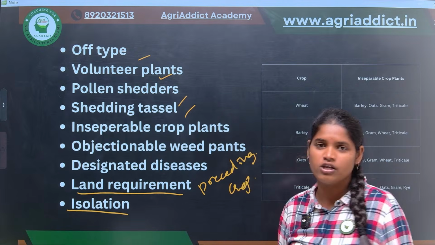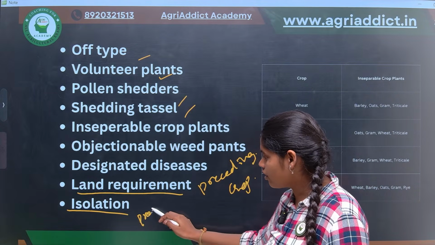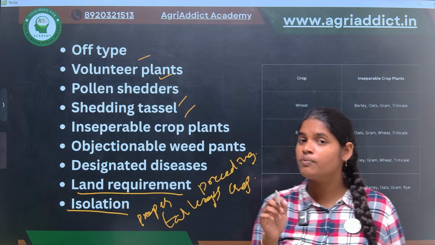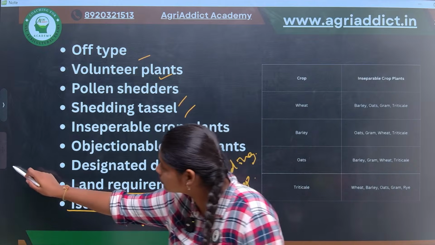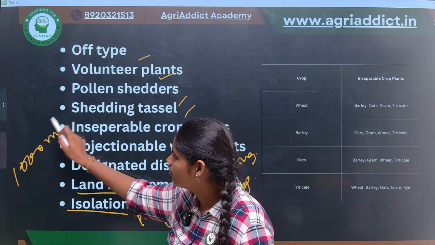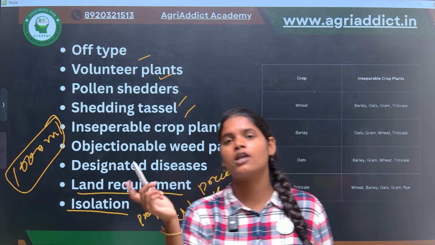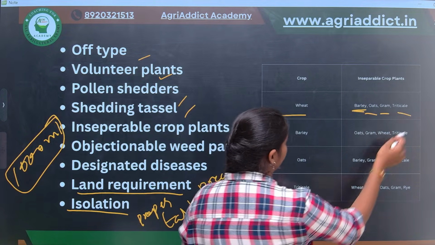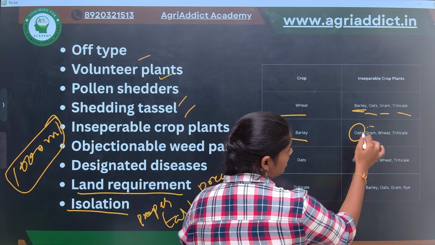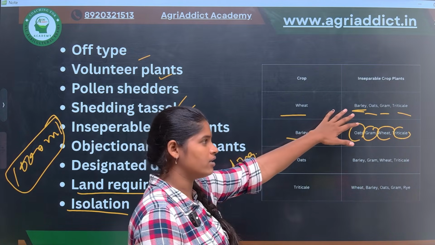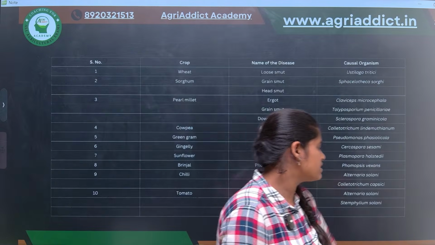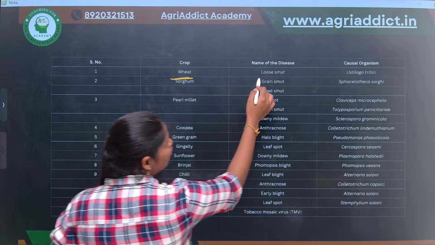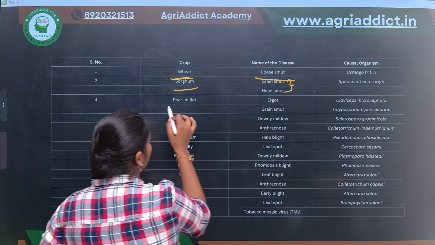Then they also check for isolation, whether it has met the proper isolation or not, especially for tall crops which require a sizable isolation. For Bajra hybrid, we need almost 1,000 meters, right? For such crops, they will critically check the surrounding areas also. Remember this: for wheat, we have oat, barley, gram, and triticale. For barley, it is different, like oat, gram, wheat, and triticale. Just remember one combination, and you can answer for the others. For diseases, in wheat we have loose smut, in sorghum grain and head smut, in pearl millet ergot.